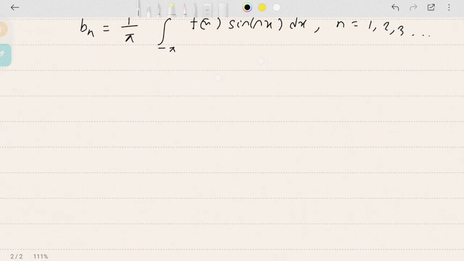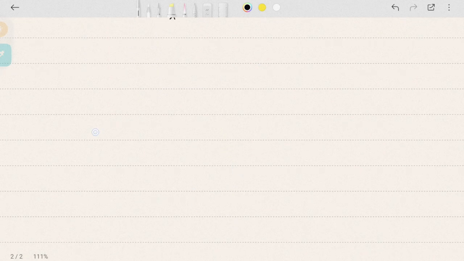So yeah, that's it. We found a naught, an, bn for a periodic function f of x with period 2 pi. Those a naught, an and bn are called Fourier coefficients. So we can write the function in a Fourier series in terms of sine and cosine.